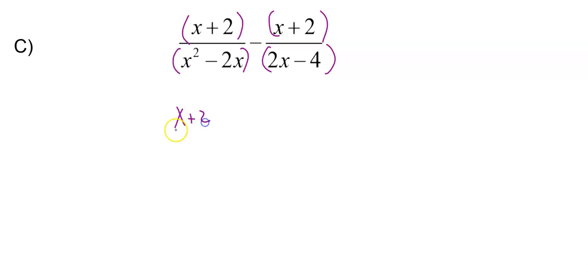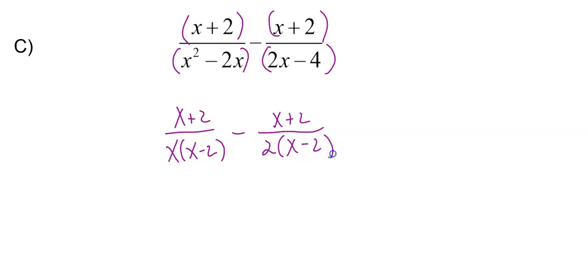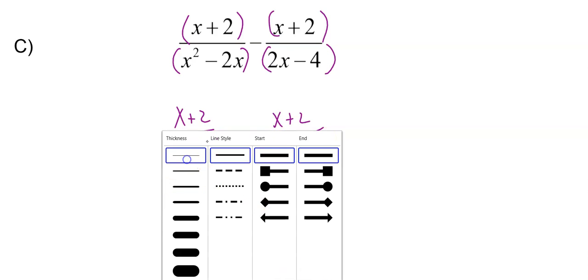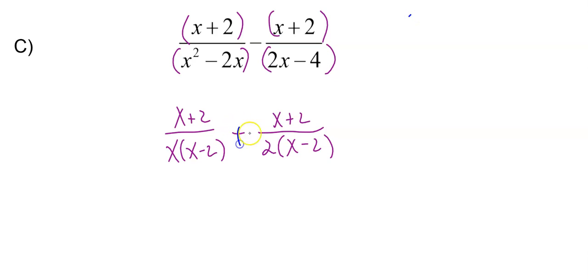So x plus 2 over x times x minus 2, minus x plus 2 over 2 times x minus 2. By the way, I might just consider changing this to a plus and distributing that up top. So I don't forget about all the negatives that could get more complicated, I think it might be smart just to do that first. And then let's see what happens here.